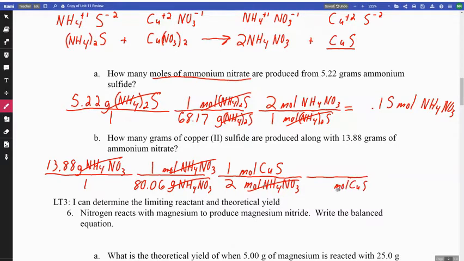We can convert moles of CuS to grams of CuS. So we put that on top. Moles on bottom, not moles on top. So we need a 1 in front of moles. We need molar mass in front of grams, so that's 95.61. Moles of CuS cancel out. We're left with grams of CuS. That is where we want to be. So we do our math, and we get 8.29 grams CuS.